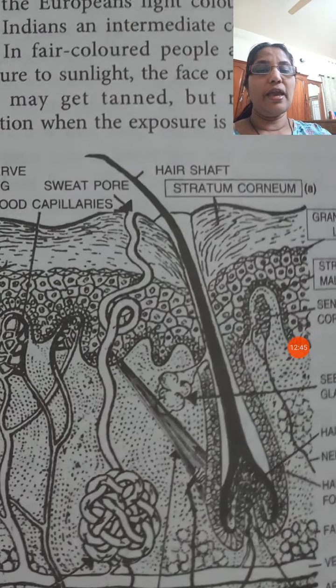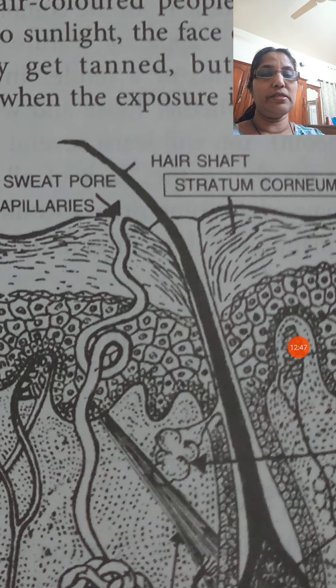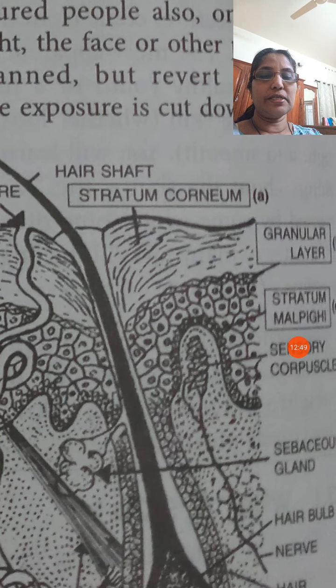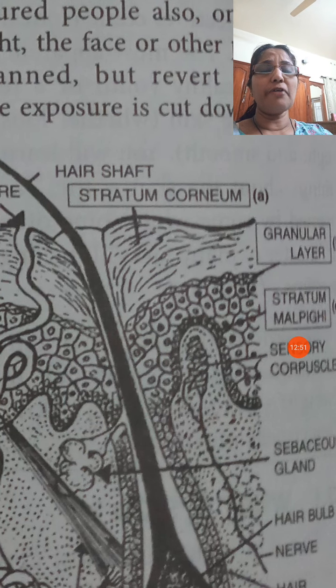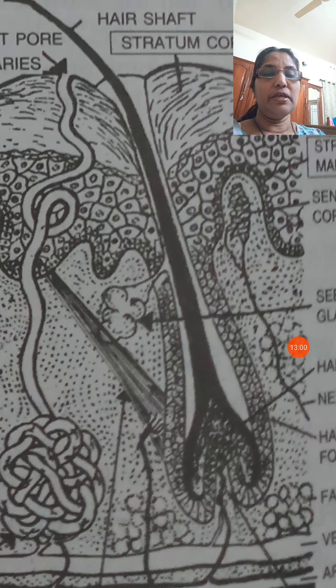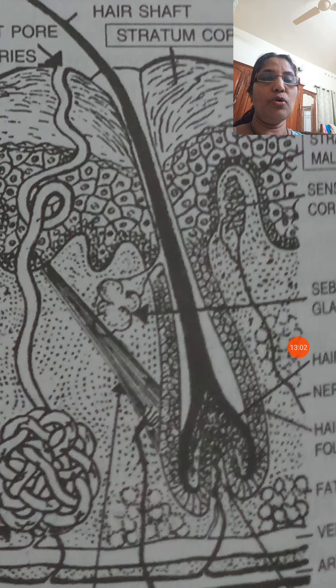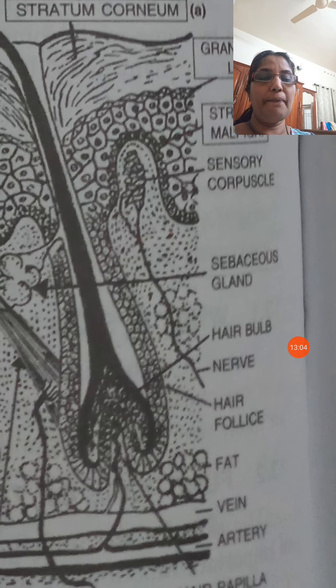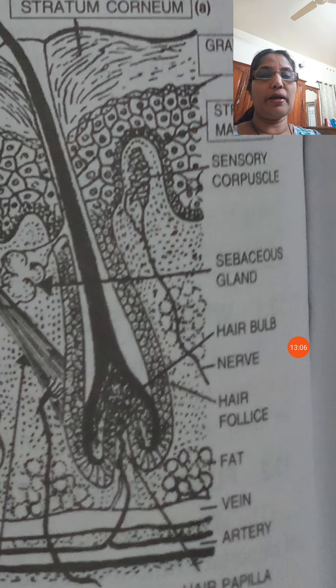You can see a hair shaft here, that is growing from the skin. The hair shaft means the visible part that is coming out, the outer portion of the hair. And here you can see the root. That part is known as the hair root, the part of the hair that is rooted inside the skin, like the root of a plant.